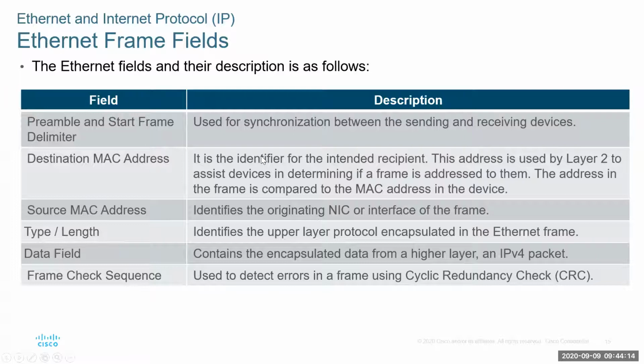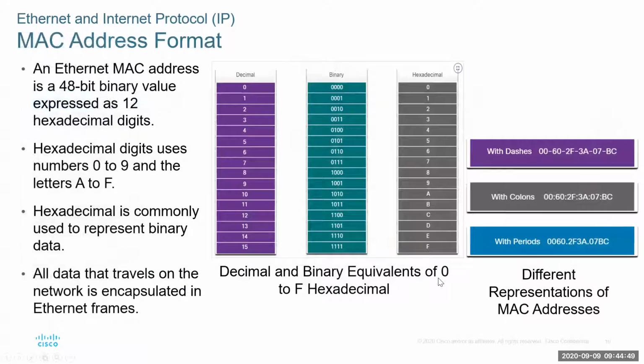All right, so with your preamble and your start frame delimiter, these are just different fields and their explanation as to what's going on. This is used to synchronize between the sending and receiving devices. The destination MAC address, you should all be familiar with MAC addresses on your devices. Everybody should have a unique MAC address. Even in the virtual world, you're going to have a virtual MAC address. Source MAC address, this is where you are originating from and sending it out to. And then you can see the frame check sequence, which uses this terminology here of CRC, or cyclic redundancy check.